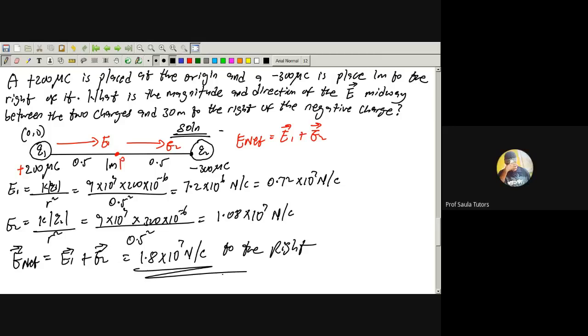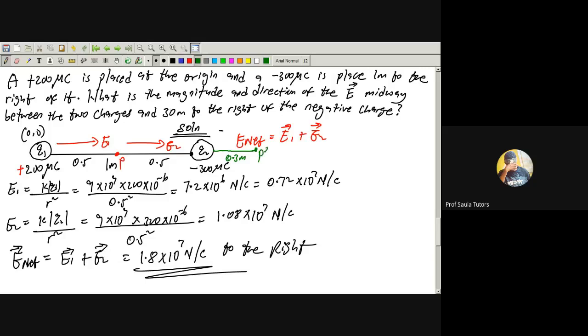So that's what I have. That's the electric field. Now that's the first question. The second question says 0.3 meter to the right. It means that the next point is this point. We want to find the electric field at this point, 0.3 meter to the right of the negative charge. So this is another point. Let me say this point P prime.